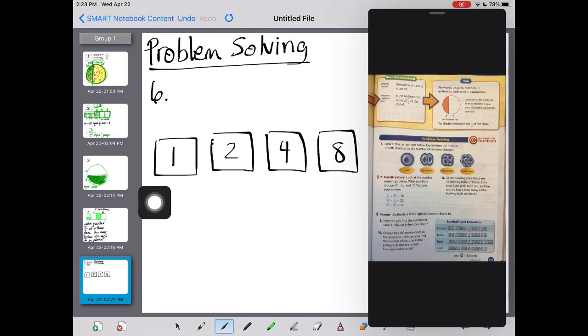What's happening here? How would you explain how the number of cells changes? You go from here to there, from here to there, and from here to there. What's the pattern that you see? I want you to stare at this for a while, try a few things, pause the video, and then when you think you might have some potential, come on back and we'll do the rest together.